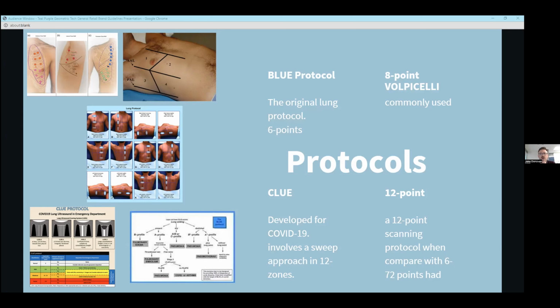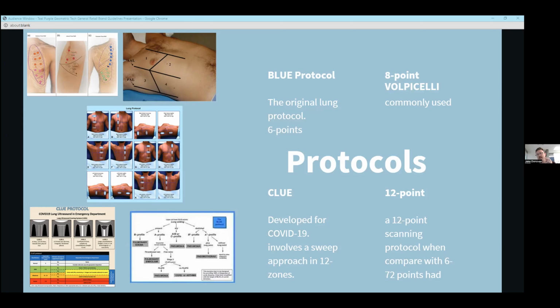The CLUE protocol is the COVID lung ultrasound in emergency department protocol. And I think COVID has been the best thing that ever happened to lung ultrasound. It's not good for much else, but it's certainly exploded lung ultrasound research throughout the world.